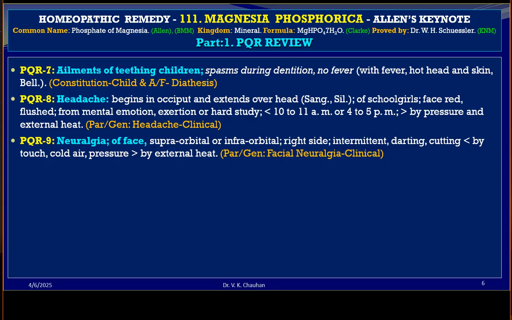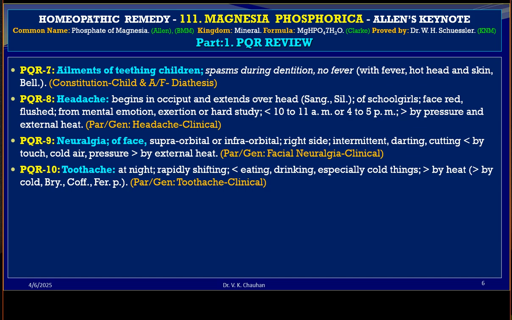On which side? On the right side. What is the character of pain? Intermittent. Comes and goes, comes and goes. And again, darting, cutting. And what is the aggravation? By touch, cold air, pressure. Sometimes you touch the face and pain starts. Sometimes the patient eats something, pain starts. Sometimes the patient goes out and is exposed to cold air. The patient has a sudden onset of pain which is unbearable. And this pain is better by external heat. That is the complete neurological symptom manifestation for Mag phos.